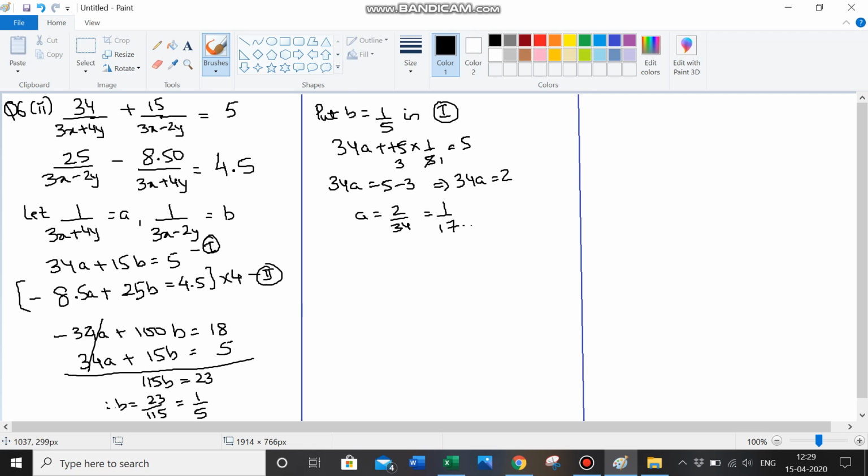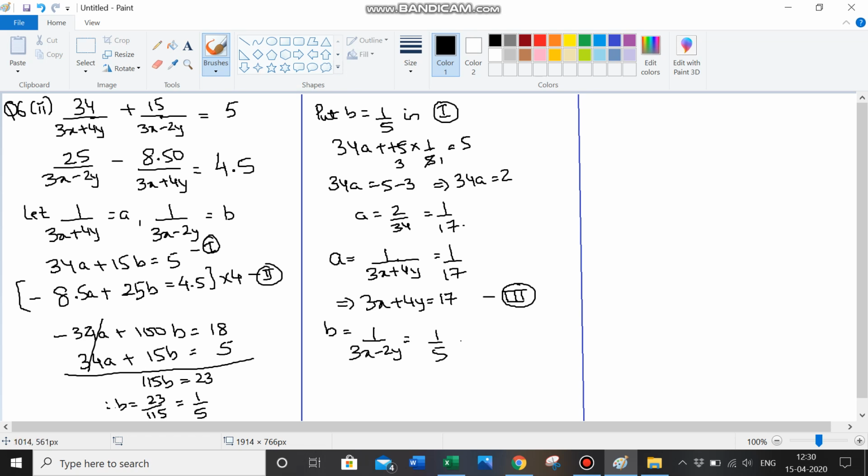If I leave my answer here, it's incorrect because in the question they want me to find the value of x and y. So let's substitute. So a is equal to 1 upon 3x plus 4y, which is equal to 1 upon 17, which means 3x plus 4y is equal to 17. That's my equation number 3. And let's put what is b equal to. B is equal to 1 upon 3x minus 2y, and this we calculated was equal to 1 upon 5, which means 3x minus 2y is equal to 5. This is my equation number 4.